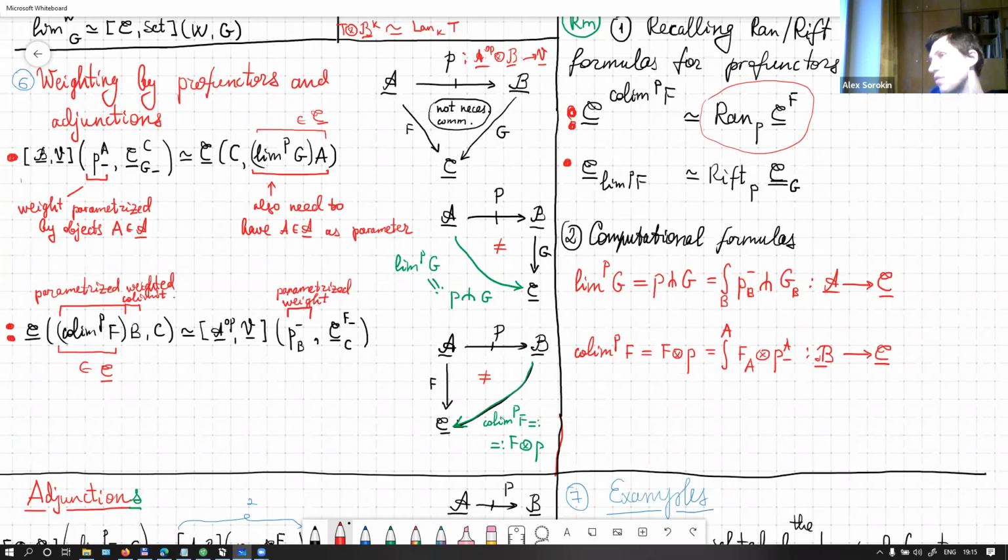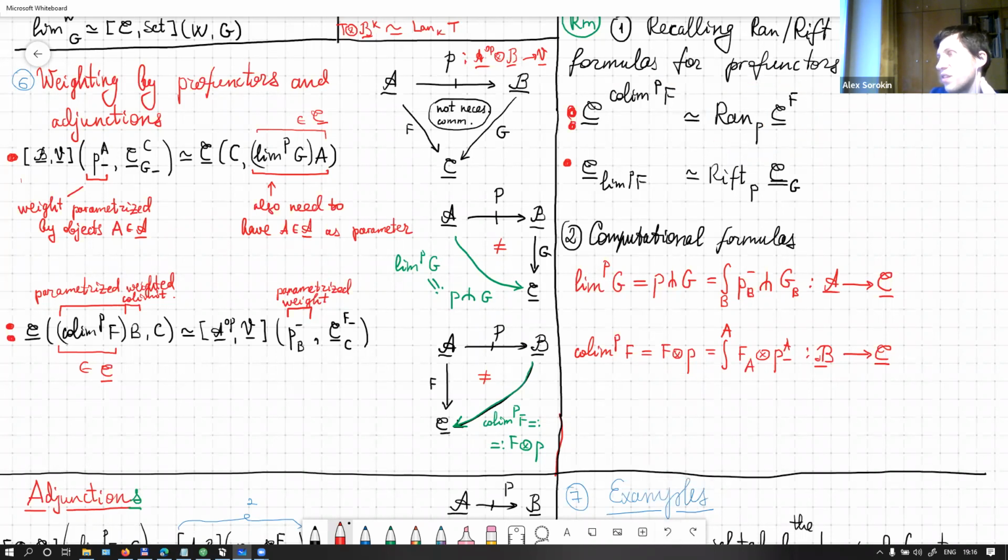So from this, I would immediately say that if weighted limits and colimits exist, and for them to exist, we need our category C to be tensored and cotensored. Then taking a right Kan extension of a co-representable functor will end up with a right Kan extension that is again a co-representable profunctor, and the co-representing object will be a colimit.